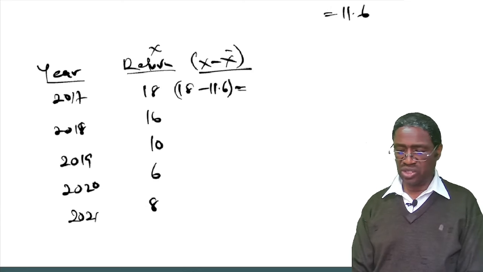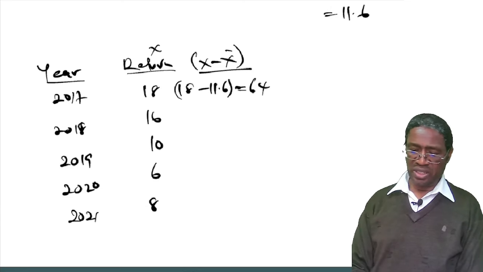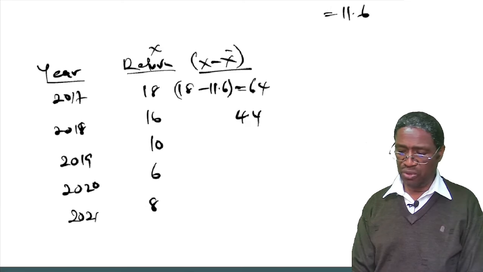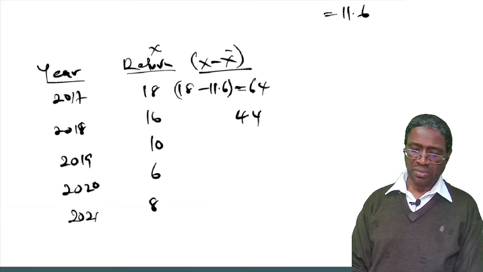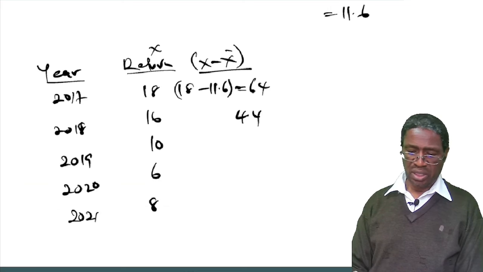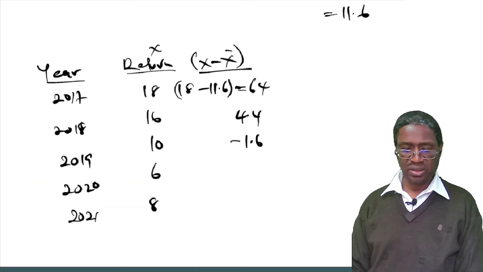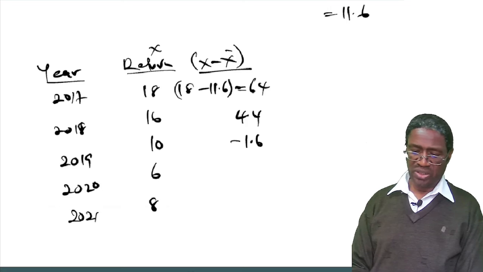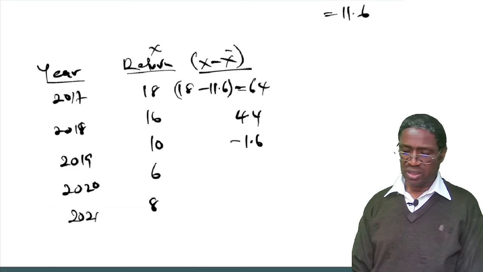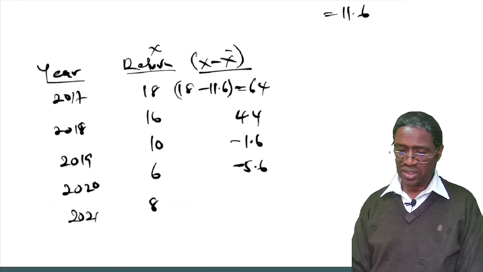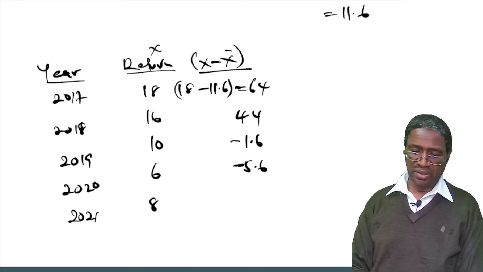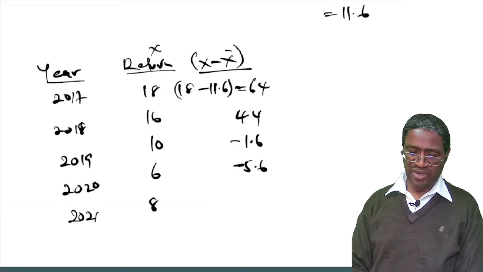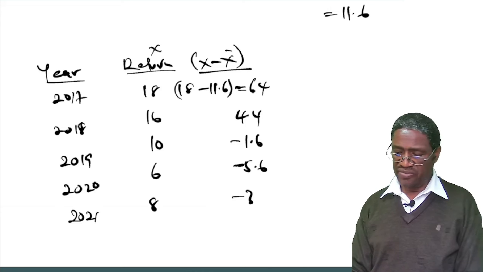I'm getting a deviation of 6.4. Then I take the second one, 16 minus 11.6. I'm getting a deviation of 4.4. Next one, 10 minus 11.6. I'm getting negative 1.6. Then next one, 6 minus 11.6, negative 5.6. Then finally, 8 minus 11.6, that is negative 3.6.